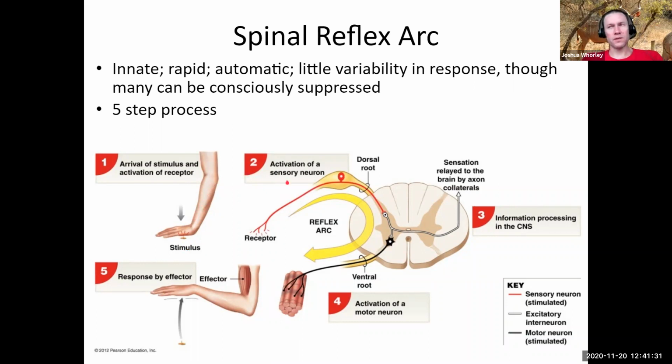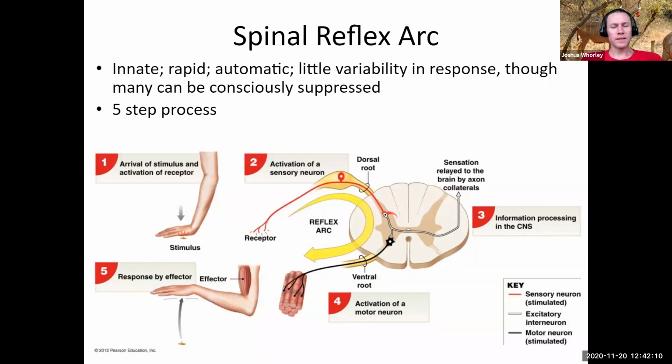The second part is when that receptor communicates with the sensory neuron. And so this is where sensation of the stimulus occurs. So part 2 is really sensation or activation of a sensory neuron. You could see here, what type of neuron is this? Unipolar. This is a unipolar sensory neuron with its cell body in the dorsal root ganglia. Here it is synapsing in the somatic region of the dorsal gray matter, the sensory region.